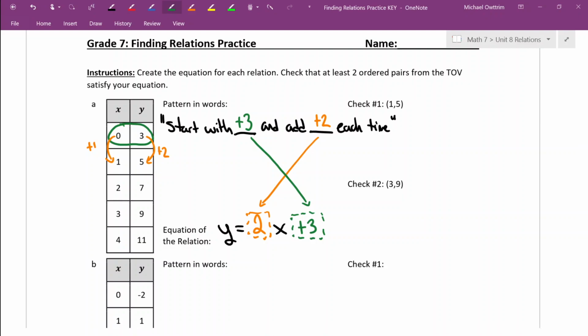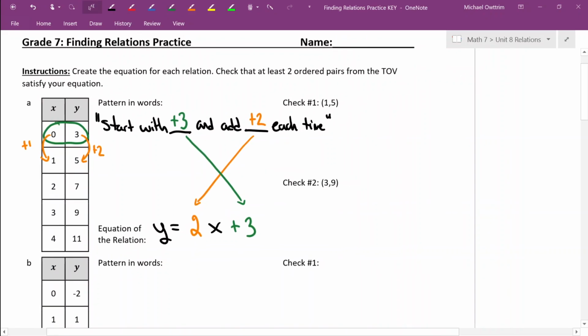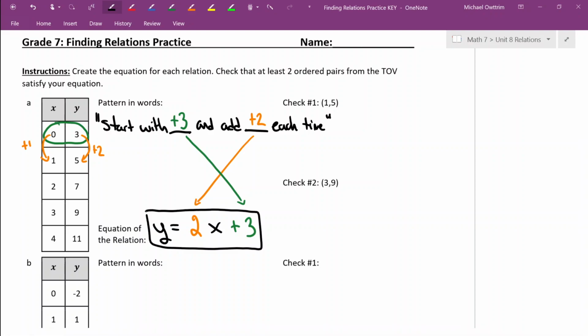Now, of course, that is our finished equation. We don't really need those boxes around our 2, our x, and our 3. So really, we would normally just write this as y equals 2x and then add 3. Okay, now if that is the true equation of this relation, then that means that when we put in our y's and our x's from our table of values, the left side of the equation should be equal to the right side of the equation.